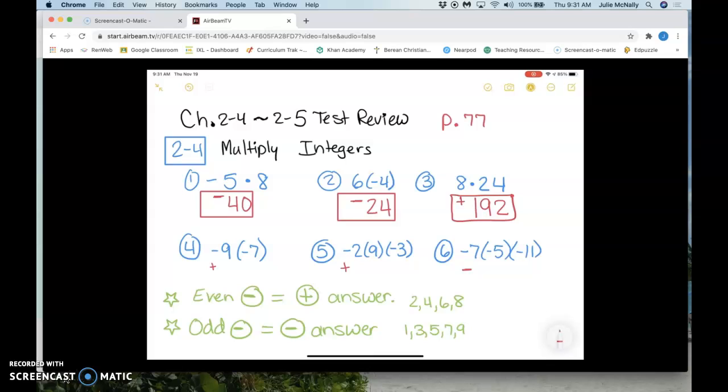Okay? How about negative 9 times negative 7? 63. Okay, you need to wait till I say the problem. Not a competition. Okay. How about 2 times 9 times 3? 54. And 7 times 5 times 11. Negative 385.